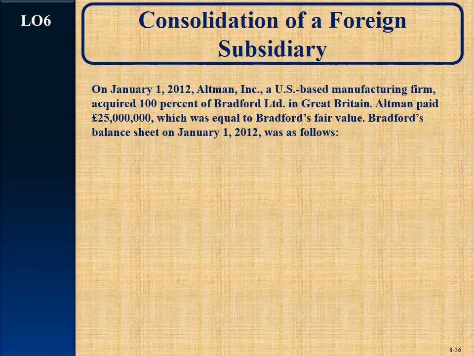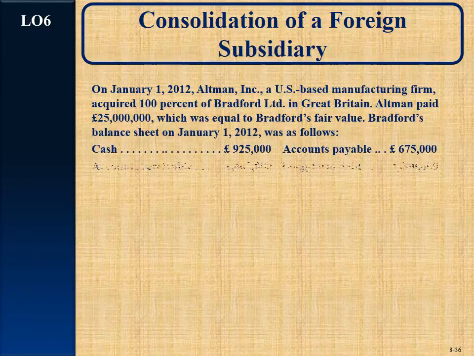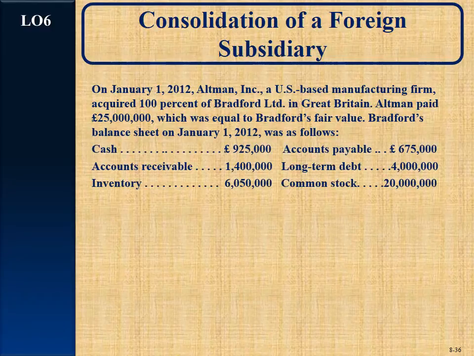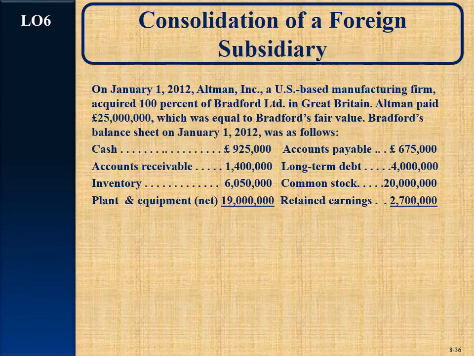So what happens now once we start converting? On January 1, convert a foreign subsidiary, and now we have to consolidate them with the parent. You know, it's bad enough we had to convert, now we got to consolidate. On January 1, Altman Inc., a U.S.-based manufacturer, acquired 100% of Bradford. Altman paid 25 million pounds, which was equal to Bradford's fair value. Bradford's balance sheet on January 1, 2012 was as follows. Okay, so this is also illustrated on page 391.